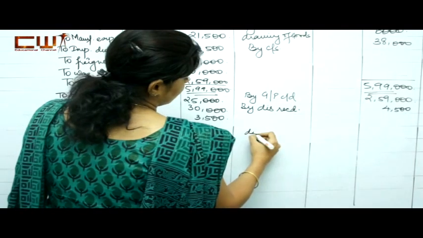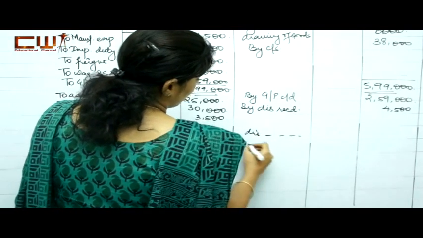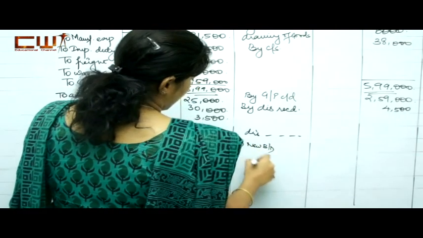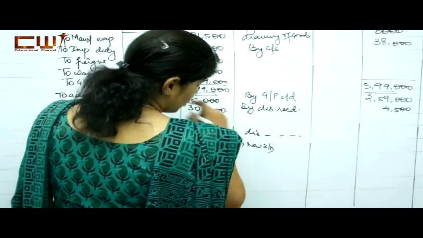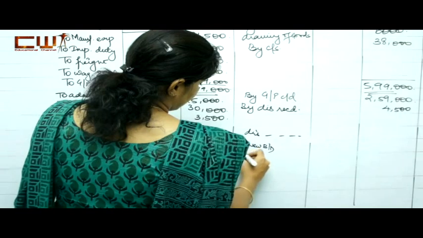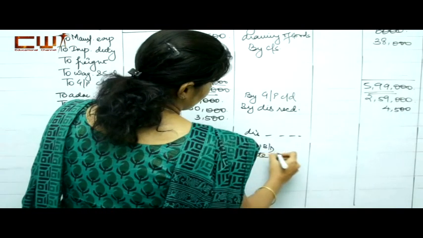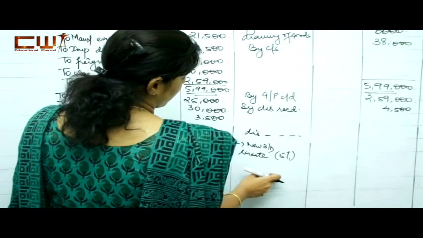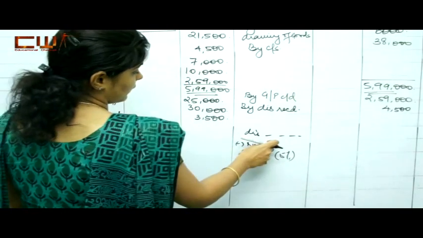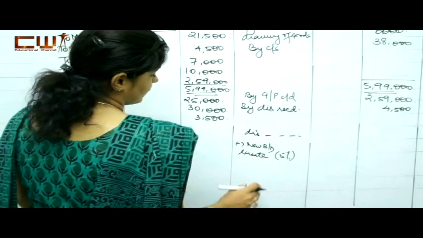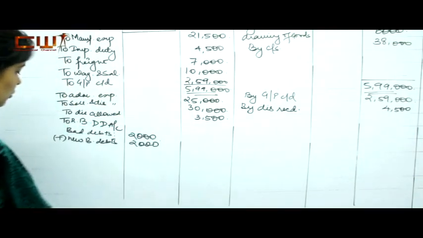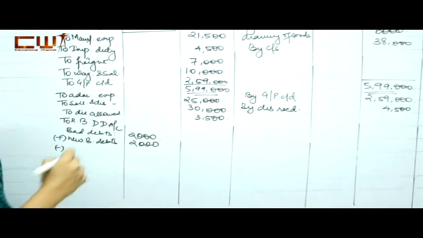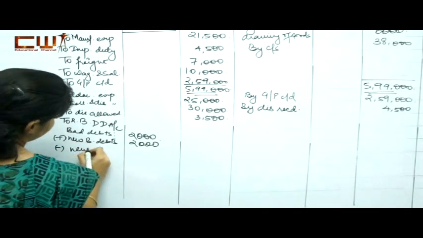Whatever debtors are given to you in the question, write the amount of debtors minus the new bad debts. After subtracting the new bad debts, you will create a reserve of whatever percent. Here 5% is given to you. So that is the format. You have the debtor, subtract the new bad debts, and then create the reserve. So new reserve on that will be 5,400.